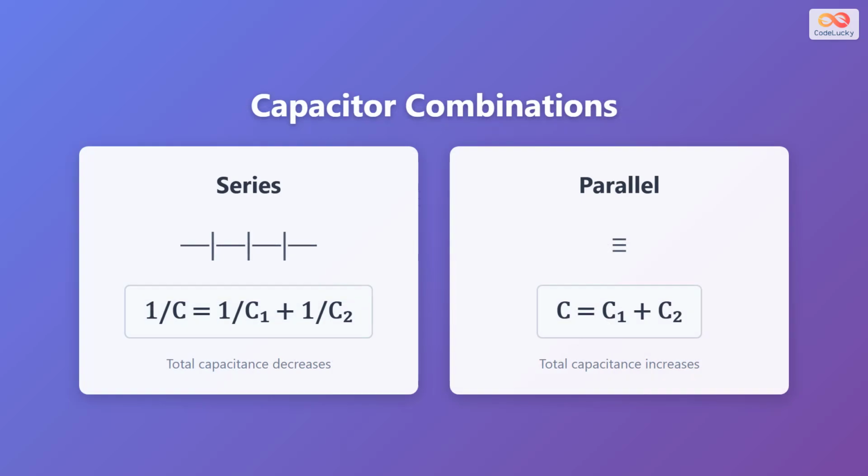Capacitors can be connected in two ways, series and parallel. In a series connection, capacitors are connected end-to-end, and the total capacitance decreases. The formula is 1/C = 1/C1 + 1/C2. In a parallel connection, capacitors are connected side by side, and the total capacitance increases. The formula is simply C = C1 + C2. This is opposite to how resistors behave in circuits.